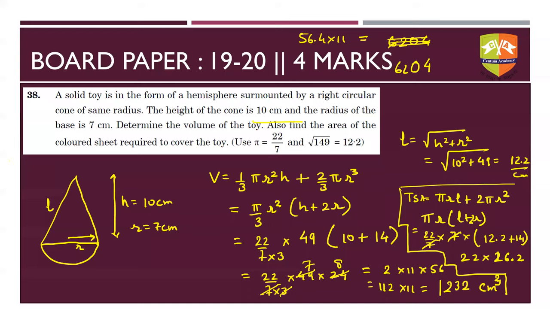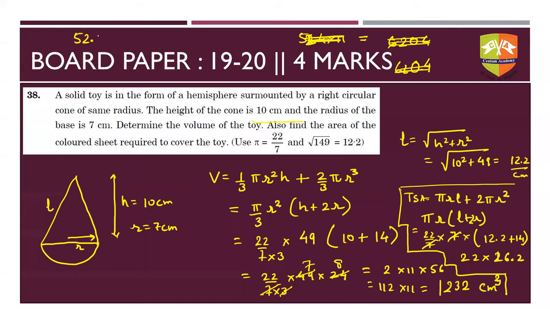Identify the mistake. The total surface area is pi R L plus 2 pi R square. So pi 22 by 7 into R, R is 7, into L 12.2, into 2R. 2R is 14. 14 plus 12.2, 26.2. So 22 into 26.2, oh, sorry, no, this is also okay. 2 into 2, 4. 2, 6 is 12. Why 56? It is 52.4. This is a mistake. Sorry. Yeah, so this is 52.4.